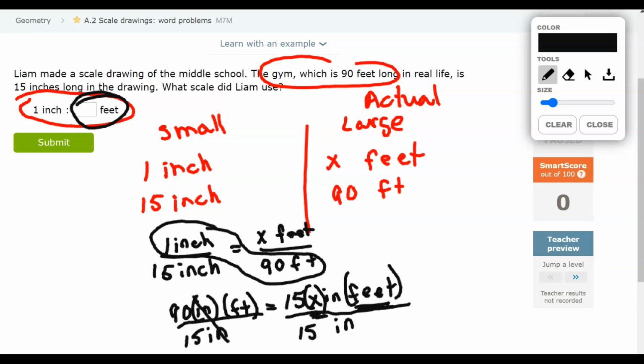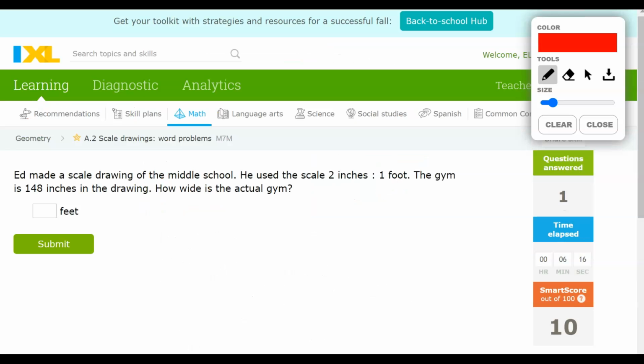The inches cancel out, and 90 divided by 15 is just 6. And then these cancel out. Now I actually have 6 feet equals x feet. Well, all that means is the 6 goes there. Okay, so I know the first time it's a little weird, it's a little difficult. Let's do it again. All right, so here we go again.